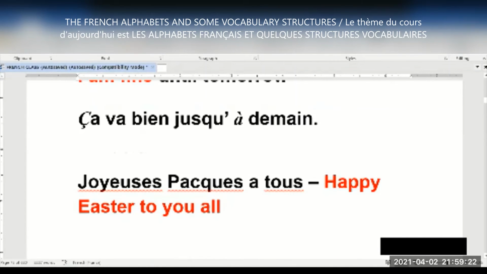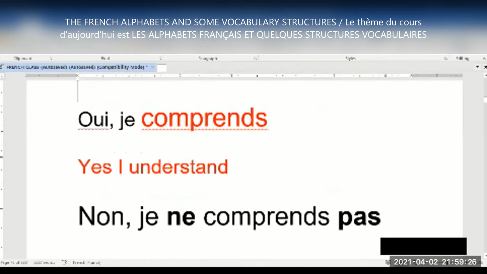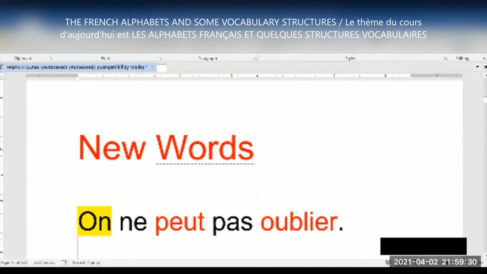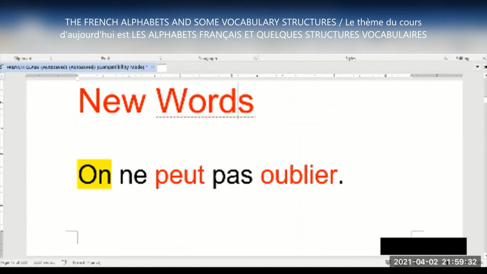So before I move on to the place of assignment, let's see more things that we can talk about here. New words or new sentences for this class. On ne peut pas oublier. Note it. On is someone. Ne and the pas is what you use to negate a verb in a conjugated form. Peut is from the verb pouvoir. On ne peut pas oublier. Oublier is the verb to forget.